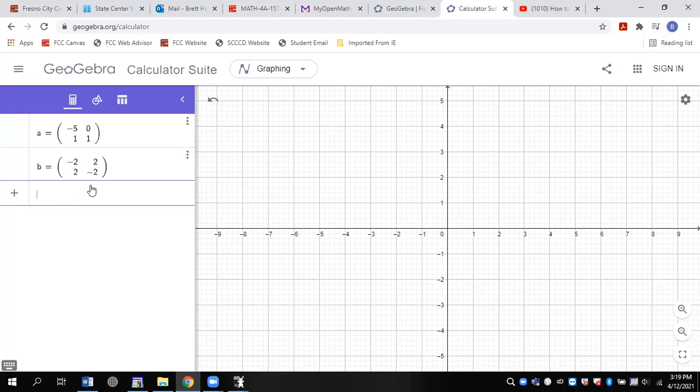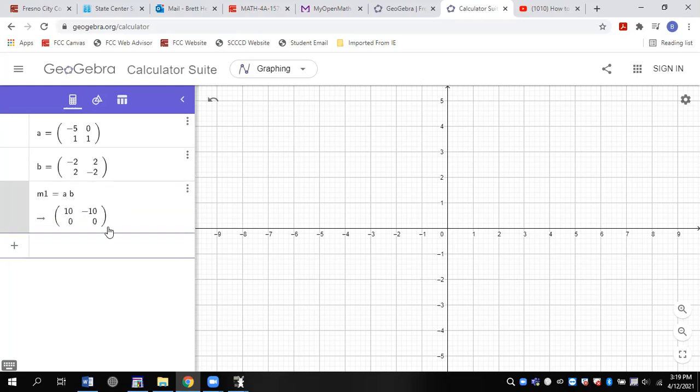So I just want A equals, B equals. Everybody see how I type those in with the curly brackets? Then you just go A times B. Boom. There it is. Same answer we got. I just did A times B with the shift 8, the asterisk, and it did it. It multiplied and got the same answer we got by hand and by TI-84 graphing calculator: 10, -10, 0, 0. So there we go.